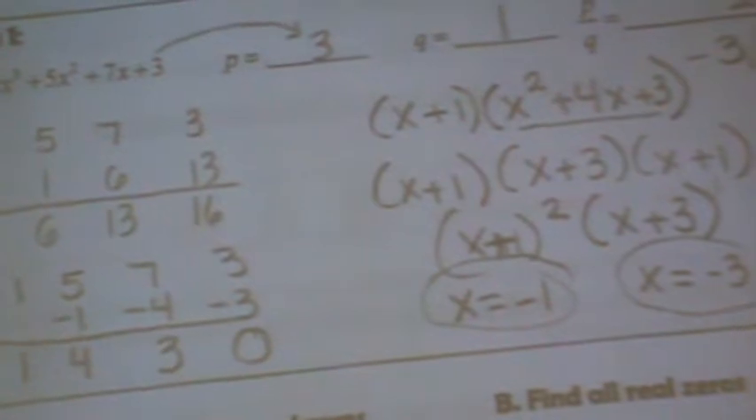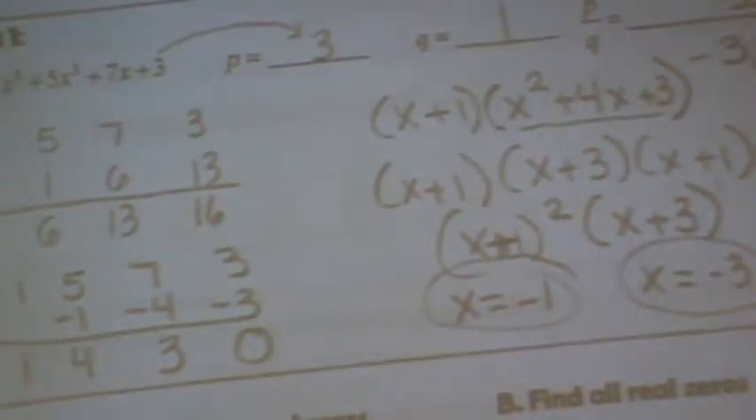Now, let's categorize these 2 zeros. They are rational and real. These are rational and real. So we're going to do another one.